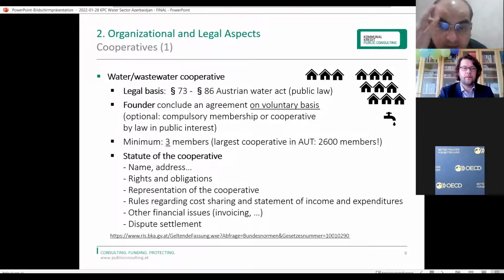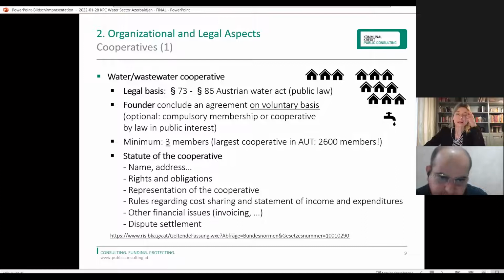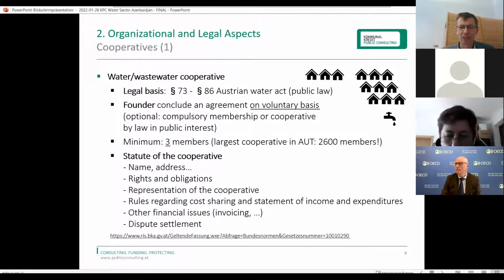The next one is something we really recommend. This is much better than the form before. This is the water or wastewater cooperative. This form has a legal basis in the Austrian Water Act. This is public law, so there are a lot of rules. I put a link to this law on this slide. You can see it's on the bottom of this slide. Sorry, it's in German, so you will probably not understand, but if you're interested, you can have it translated. So I think this is quite interesting to have this information. There are some really good paragraphs, and I want to explain a little bit.